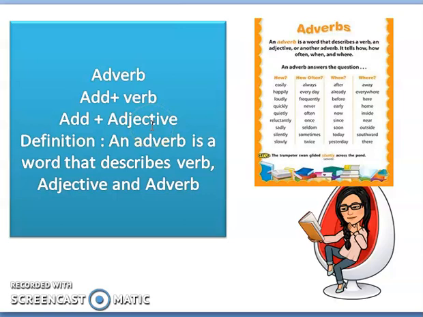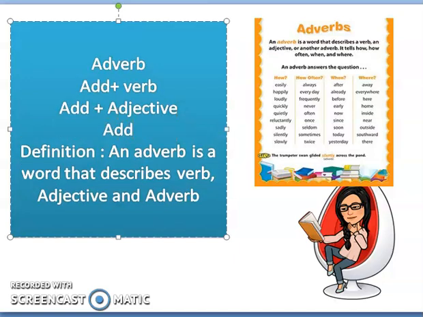Adverb, if we separate the word, it is add plus verb. But again we have add plus adjective also. And we have add plus adverb as well. We add adverb to adverb as well. Remember this is very important. Definition. An adverb is a word that describes verb, adjective, and adverb.